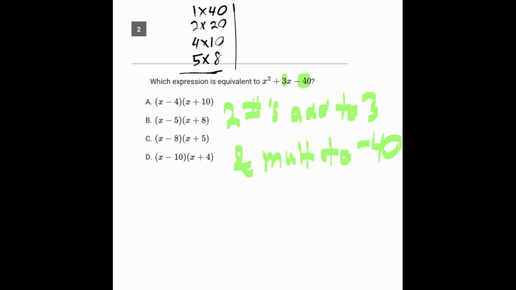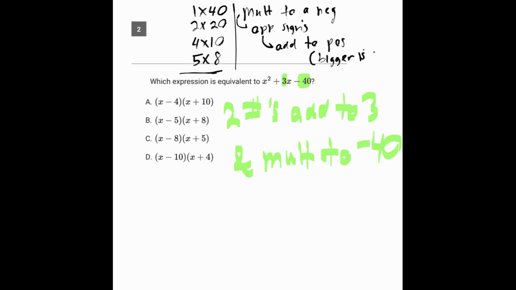The next step is to say they multiply to a negative. So two numbers that multiply to a negative would tell us that they have opposite signs from one another. One positive, one negative. And from two numbers with opposite signs, if they add to a positive, that actually means that the bigger of the two numbers is the positive one. So you have 5 and 8. They're opposite signs, but they add to a positive. So the 8 is the positive and the 5 is the negative. So this would factor to x plus 8, x minus 5, and that matches answer choice B.